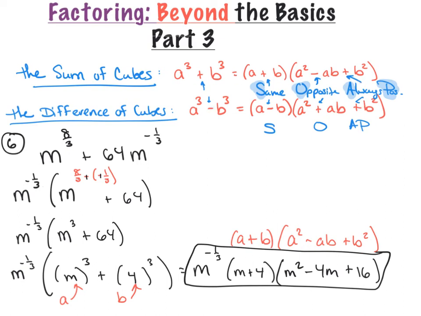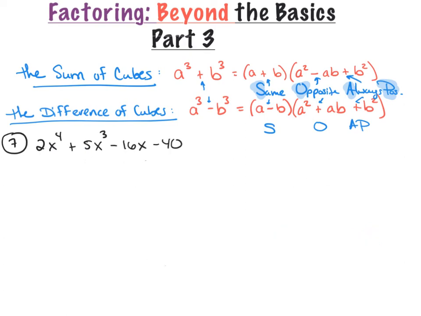A quick note on this second part, this trinomial that appears in both the sum of cubes and the difference of cubes. This m squared minus 4m plus 16, it never factors any further. And it sure looks like it could factor more, but it never is factorable. There are not any numbers that multiply to be 16 and add or subtract to be negative 4. So this a squared minus ab plus b squared, and the a squared plus ab plus b squared, it's always prime itself. It never factors further. Okay, let's do one last example.